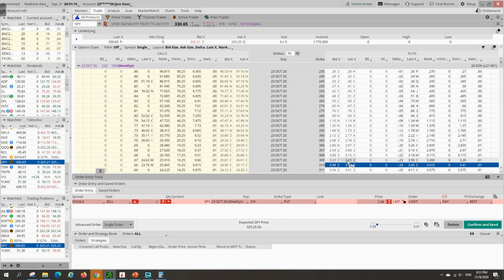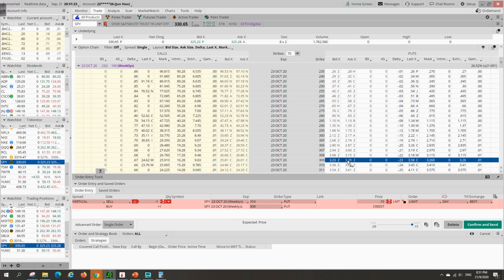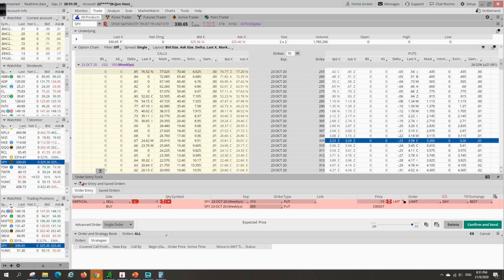And then I'm going to hover over to the 309 strike, to the ask column, hold on to my control key and click on buy. Once you have done that, your trade will appear under the order entry tools and everything will be calculated automatically for you.